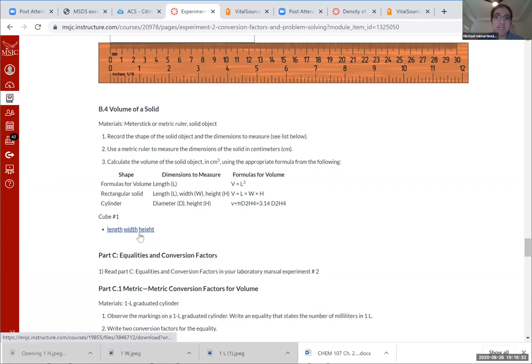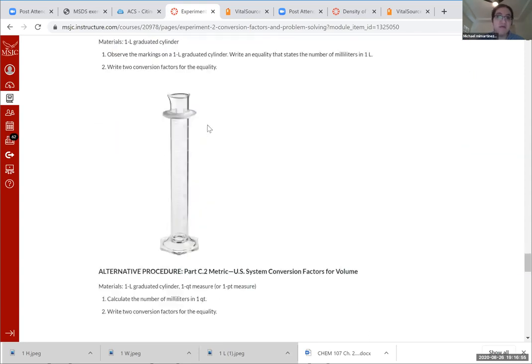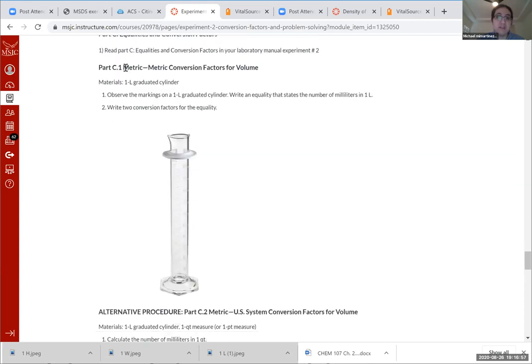And that's where you'll take your length, width, and height measurements from. Does that make sense to everyone? Perfect. So for part C, first things first, you're going to deal with metric to metric conversion factors for volume.